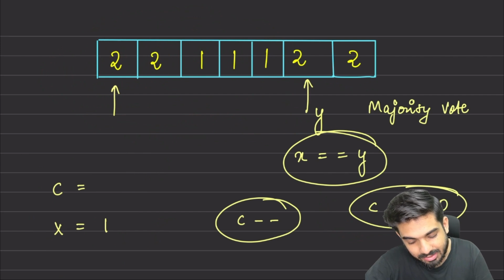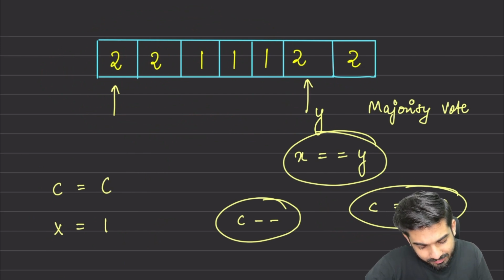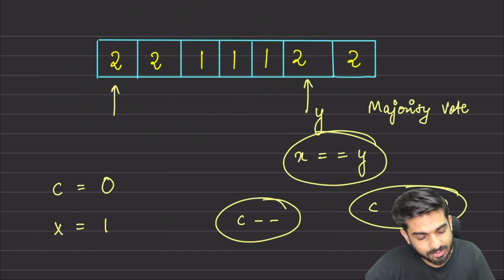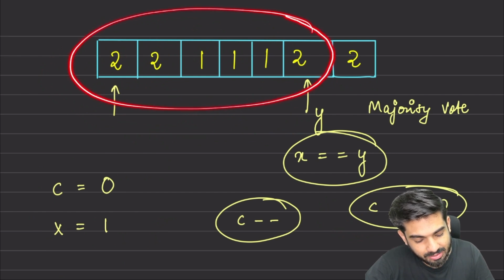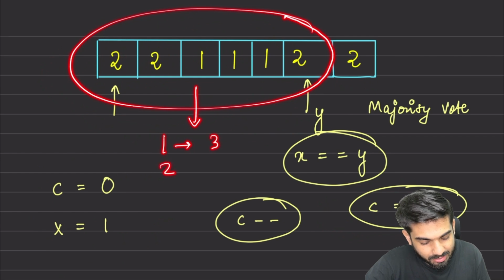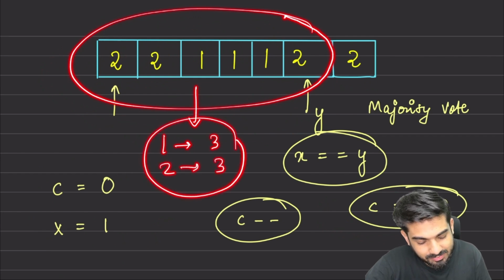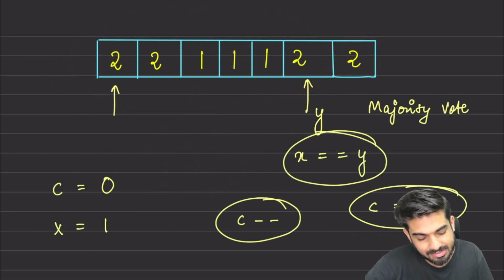So I'll decrease it again. You can say this will become 0, and the X value, as of now, is pointing to 1 only. In the same way, if you see this part of the array, 1 is present 3 times and 2 is also present 3 times, which means there is no such majority change. Then we go to the next element, that is 2.